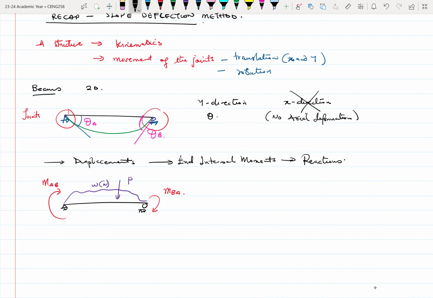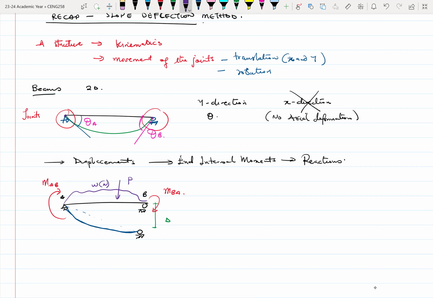Let's say that support B is also able to have some vertical displacement or some settlement. So this settlement here is delta, which means that support B is now somewhere here. So it means that your new position of your beam is this position. Let's say it also undergoes some elastic deformation. So this same beam would have some rotation at the end.